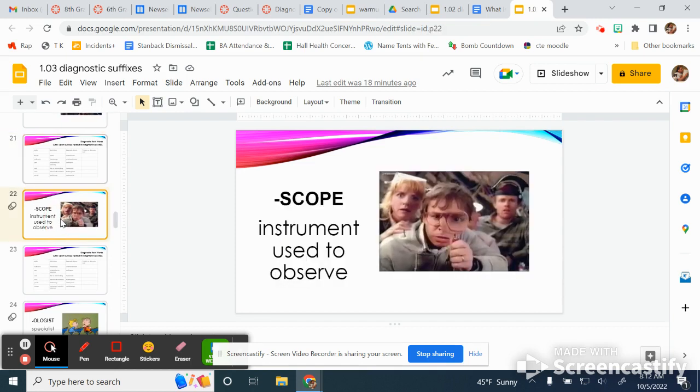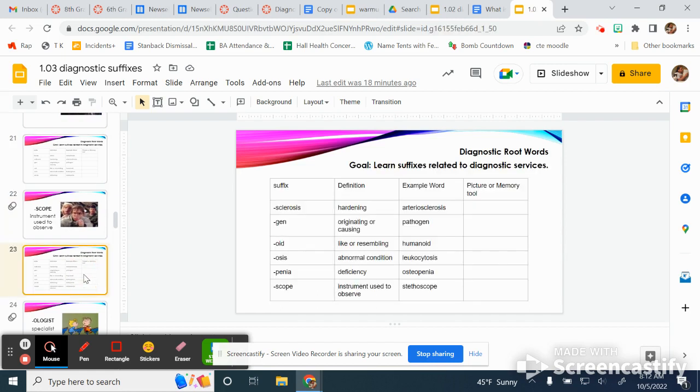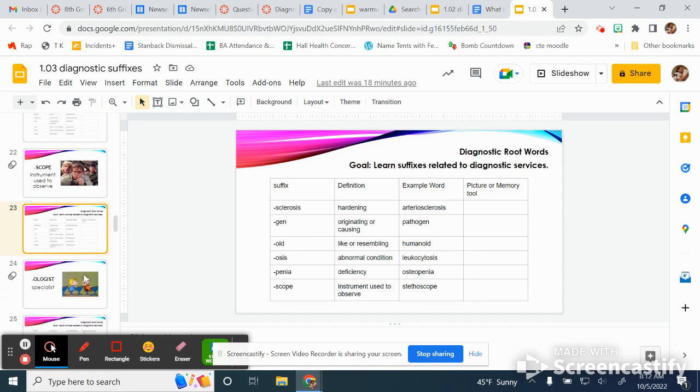Scope, instrument used to observe. Stethoscope, I realize that we observe. They're not observing with your eyes, observing with your ears. Stethoscope is what the doctor has around their neck sometimes, however he or she delivers that. So stethoscope is an instrument to observe your heart rate and other sounds in your bowels and everywhere else when you're at the doctor's office.